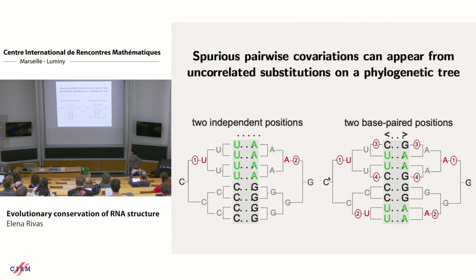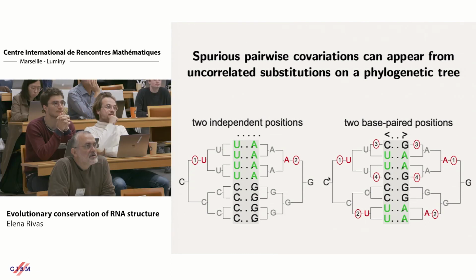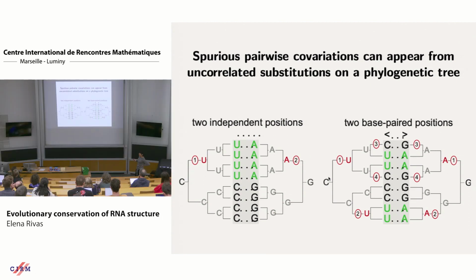So here, this is a toy sample. This is supposed to be 2 columns. Half of them have UA, half of them have CG. If you only see that, you will say, well, this looks like a beautiful case of covariation for a base pair. And here I have exactly the same situation for UAs and for CGs. In this case, I'm assuming the same phylogenetic history in both cases as well.